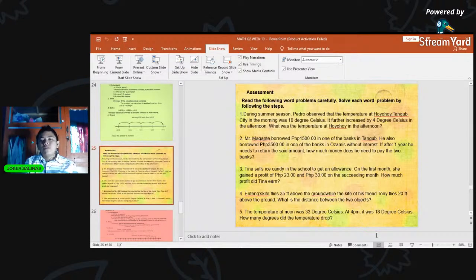Next, question number 5. The temperature at noon was 33 degrees Celsius. At 4 p.m., it was 18 degrees Celsius. How many degrees did the temperature drop? I'll repeat. The temperature at noon was 33 degrees Celsius. At 4 p.m., it was 18 degrees Celsius. How many degrees did the temperature drop?